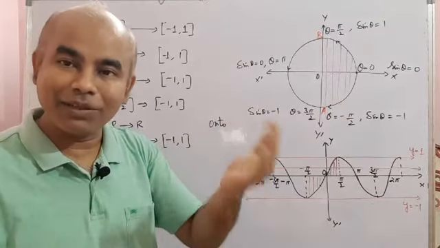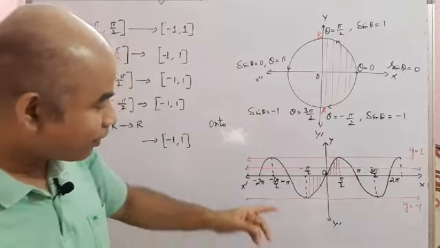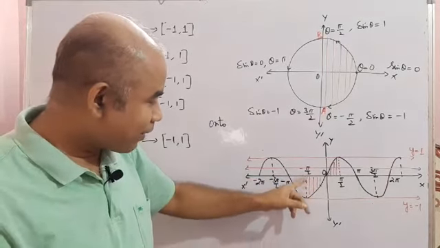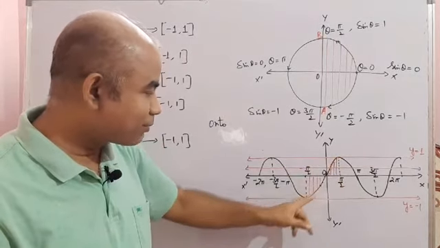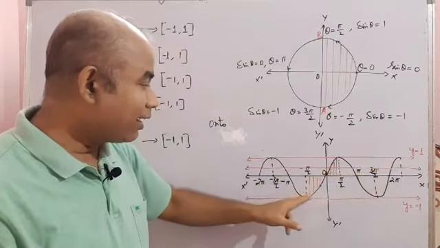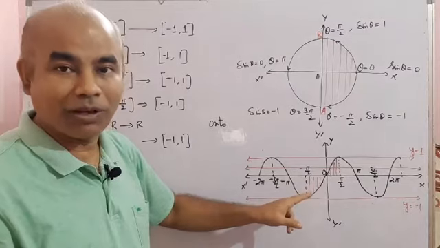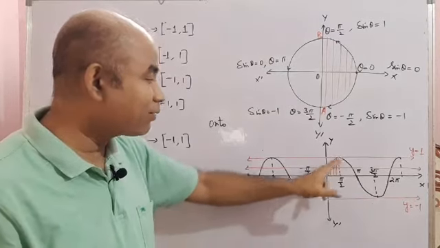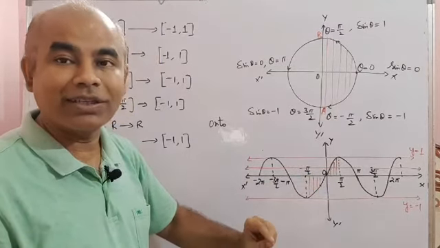That means theta will be different, sin theta is also different. Or graphically you can see, say from minus pi by 2 to plus pi by 2, in this portion, whenever I draw a line parallel to the x-axis, that line never intersects the graph at more than 1 point. That means from minus pi by 2 to plus pi by 2, the function is 1-1.